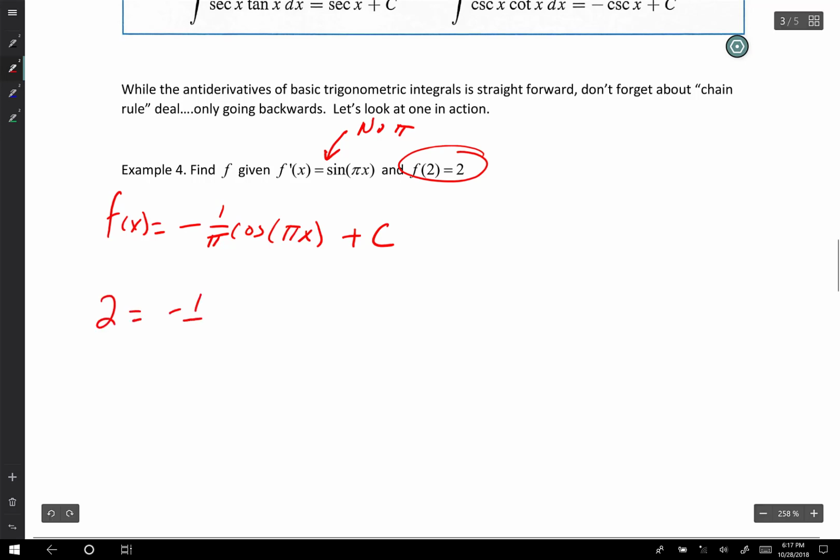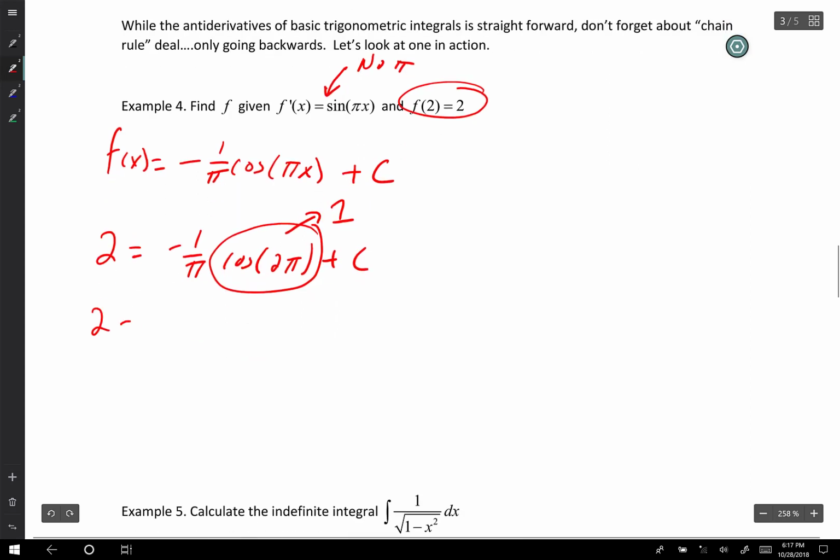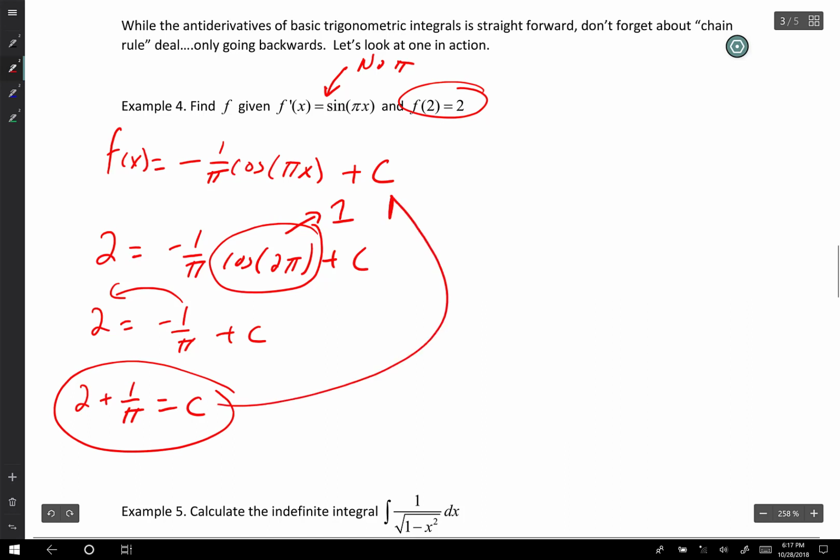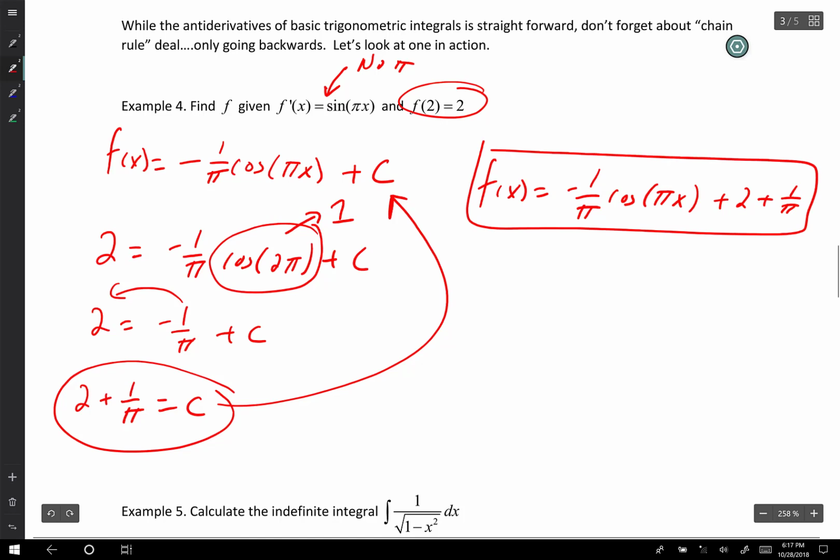2 equals negative 1 over pi cosine of 2 pi plus c. And I'm solving for c, guys. Cosine of 2 pi is 1. So now I have 2 equals negative 1 over pi plus c. I'm going to move that to the left. Well, okay, fine. 2 plus 1 over pi equals c. And I'm going to substitute that right there. So my function is negative 1 over pi cosine pi x plus 2 plus 1 over pi. And that's it, guys. Pretty simple, right? Yeah, it was simple.